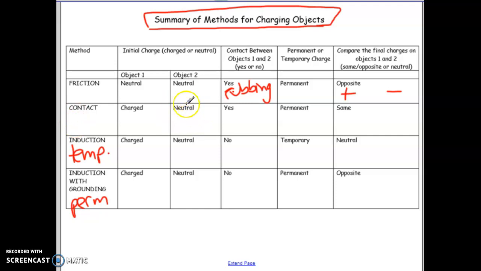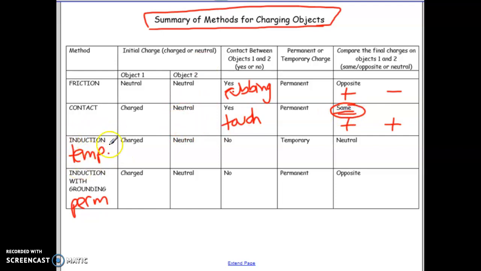Charge by contact. You start with one neutral object and one object that has a charge. Yes, there is touching, so this is simply a touch. Electrons will essentially jump from one object to another. The neutral object will become the same charge as whatever object you touched it with. So if we touch this with a positive rod, the neutral object will become positive. If we touch the object with a negative rod, the neutral object will become negative, right? They will become the same.